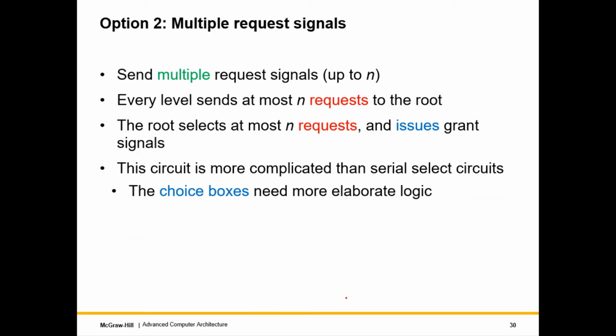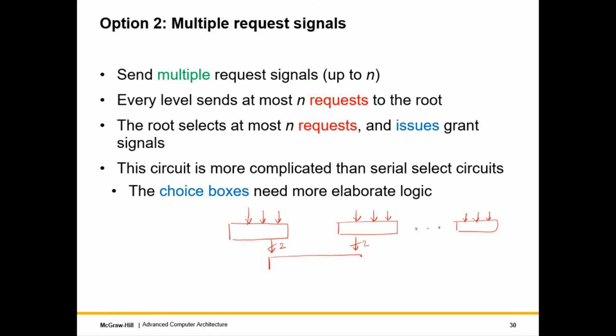The second method is that we complicate the choice box. So what we do is that we send multiple request signals up to the root. So we have the lowest layer of choice boxes looks the same. So pretty much here we have request lines that are coming in. But each choice box, instead of selecting one request, selects a maximum of 2 requests. So each one of them, instead of 1, selects a maximum of 2.